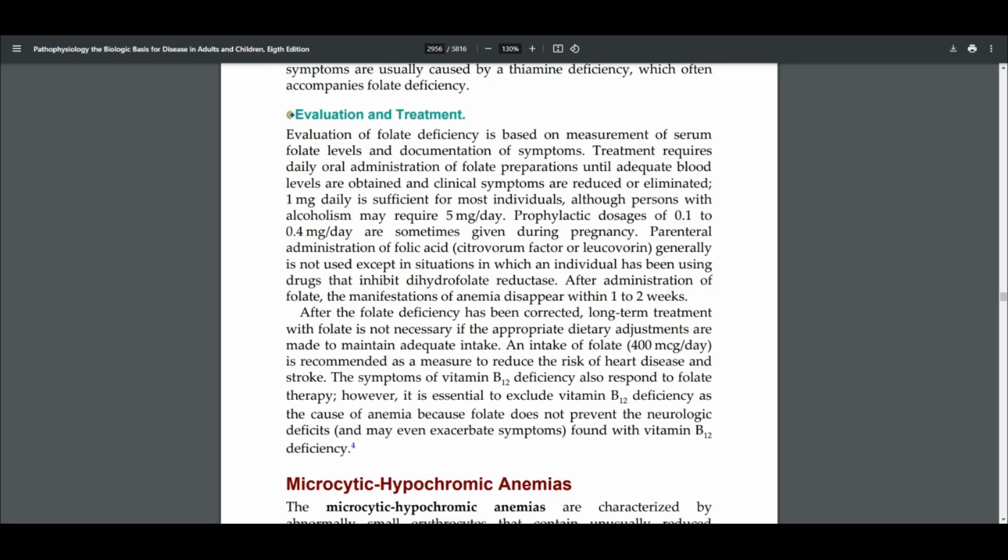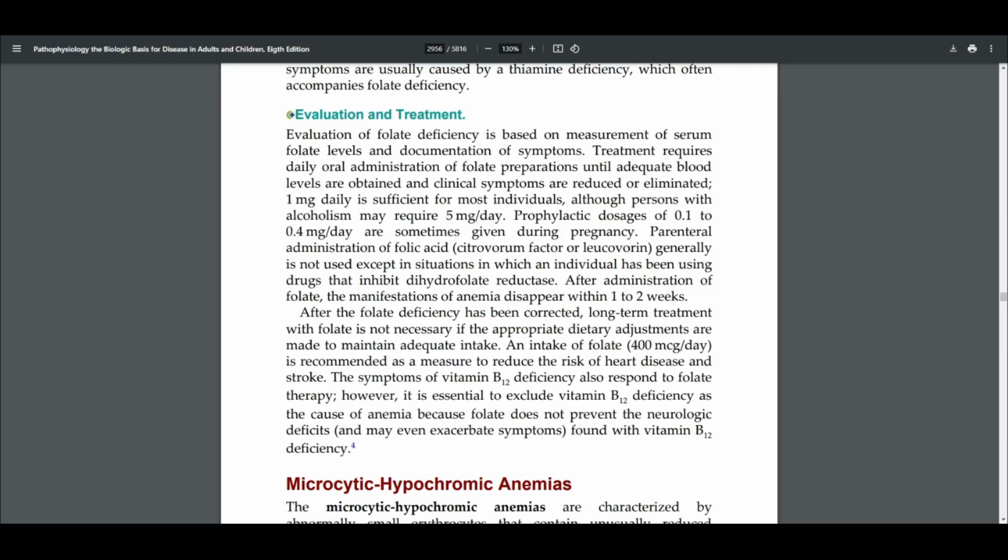Parenteral administration of folic acid generally is not used except in situations in which an individual has been using drugs that inhibit the dihydrofolate reductase. With the administration of folate, the manifestations of anemia should disappear within 1 to 2 weeks. After the folate deficiency has been corrected, long-term treatment with folate is not usually necessary if the appropriate dietary adjustments can be made to maintain an adequate intake.